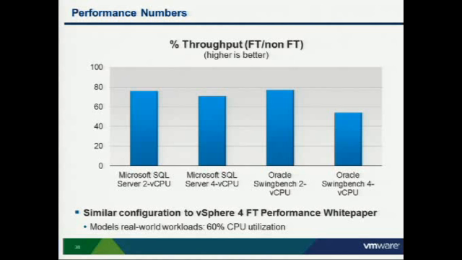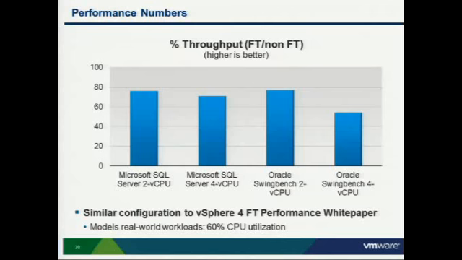Okay, so on the left here, we've got SQL Server with 2 and 4 vCPUs. We've got Oracle Swing Bench, the demos we just saw, in 2 and 4 vCPU configurations. The bars represent the end score that you get when you run the benchmark, as a percent, the FT score versus the non-FT score. And we see that there's some overhead, right? You don't get FT for free.